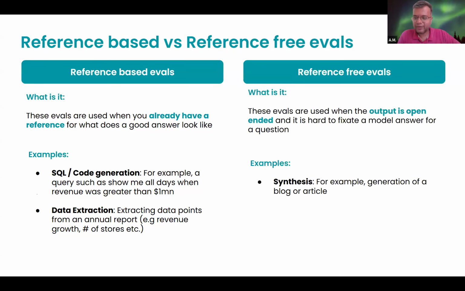The second kind of eval that comes into the picture is reference-free evals. These are used when you do not even know what the right answer is, and it is very hard to fixate on a right answer. Maybe it is known, but it is so wide and elaborate that it is difficult for a single person to know all of it. One simple example is the different kinds of synthesis tasks done by LLMs, like writing a blog or an article. For these kinds of problems, you use a reference-free eval.